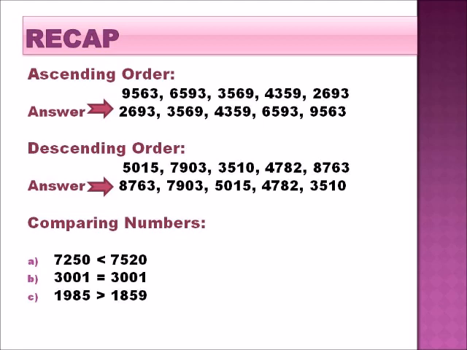2693, 3569, 4359, 6593 and 9563. Second is descending order. Here we have to arrange the numbers from the greatest to the smallest number.